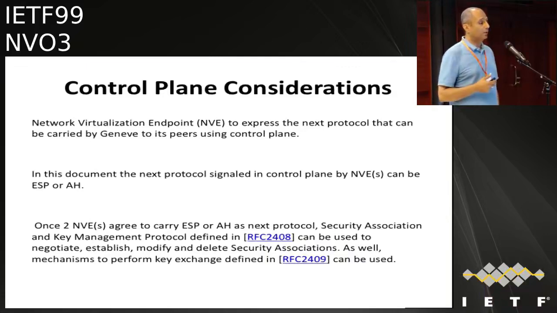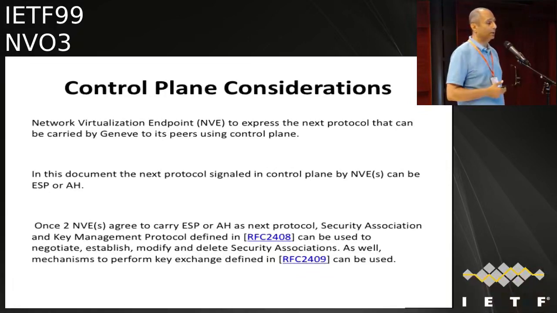Once the two NVEs agree that they have to carry ESP or AH as the next protocol, then this could be a trigger for negotiating the security association that can be used here, and establishing the SA. Mechanisms defined in IPsec can simply be used here as well to do the key exchange. So this is leveraging what exists in IPsec to establish a secure association and to negotiate the keys. And whatever can be carried over those secure associations, whether policy based or routed, meaning we can route some packets over that secure association, can simply be used too.